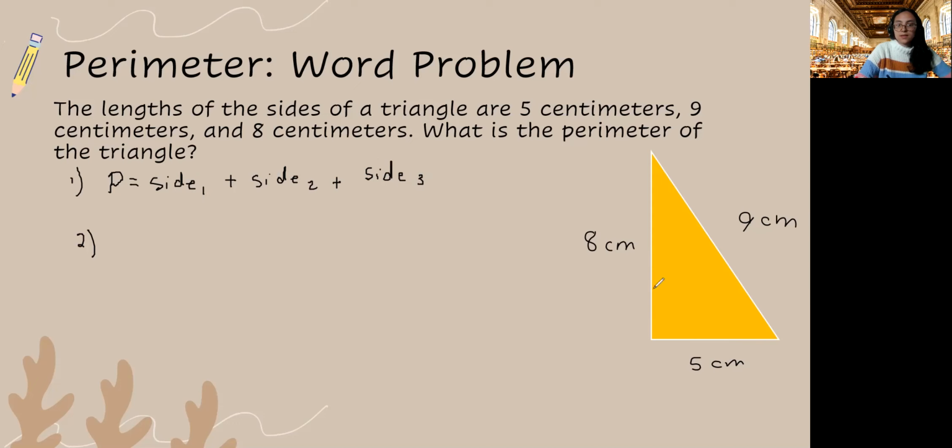So now we look at our figure to the right and we see that this side is 5 centimeters, the side to the left is 8 centimeters, and this side is 9 centimeters. So all I'm going to do is just add all 3 sides. So I would write perimeter is equal to 5 centimeters plus 8 centimeters plus 9 centimeters. Okay, so then we would do our addition. So 5 plus 8 is 13, plus 9, that would give us 22. Okay, and that would be our perimeter for this triangle.